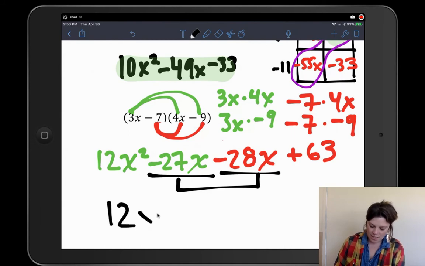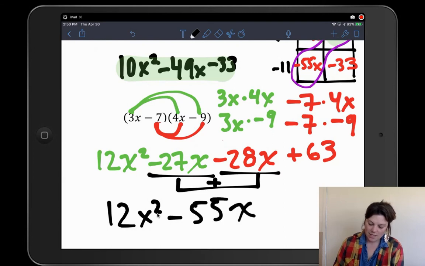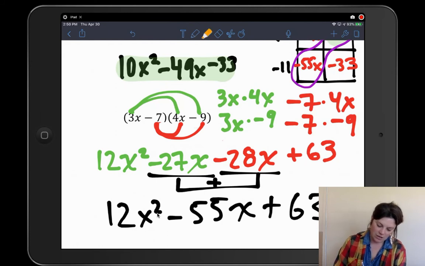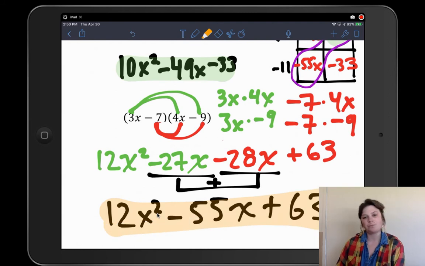And then now we're going to add our numbers together. Remember, the first x squared doesn't get combined with anything because there's no other x squareds. Negative 27 and negative 28 would be negative 55x. And then we have a positive 63 that doesn't get combined, and that's our final answer.